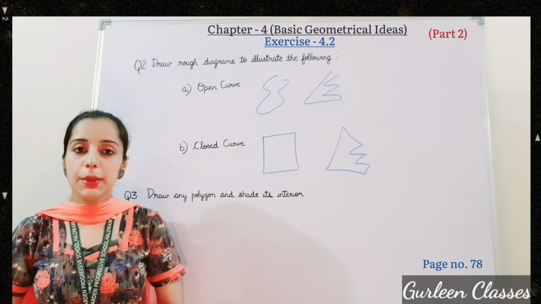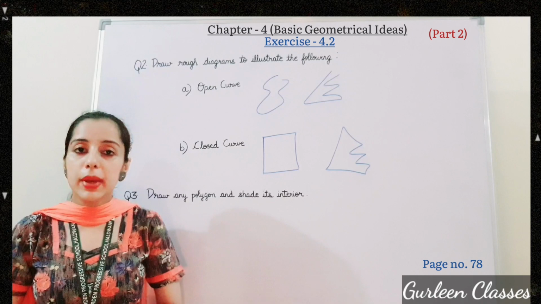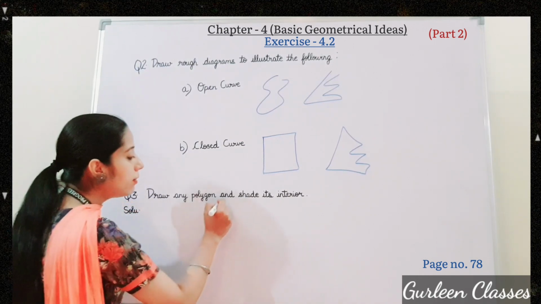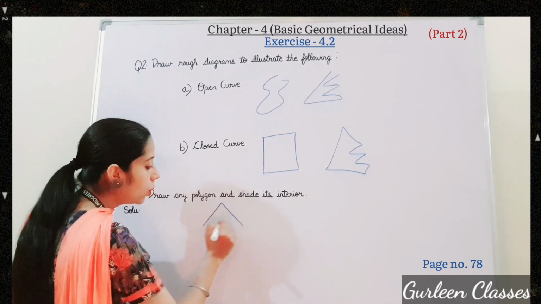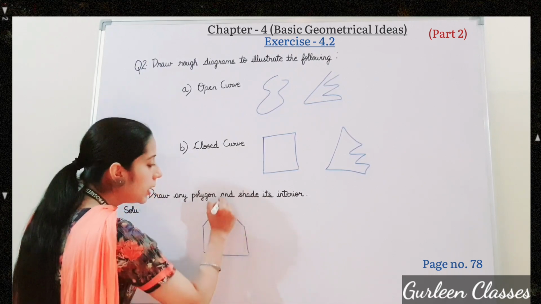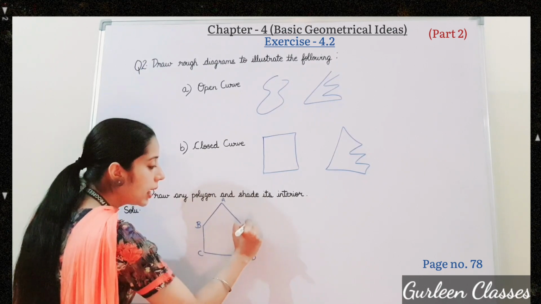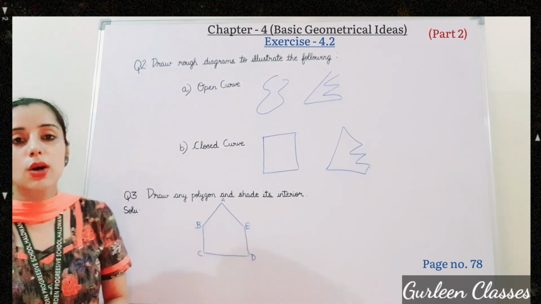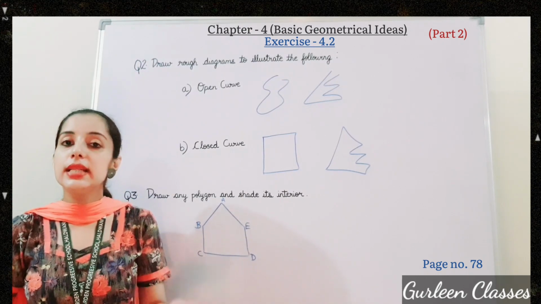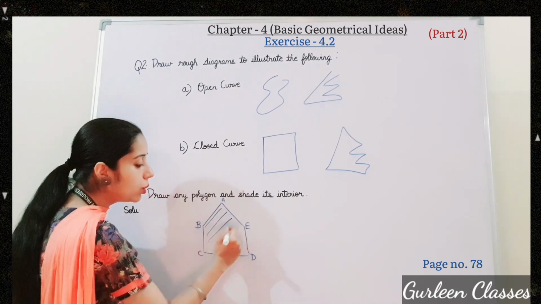Question number 3. Draw any polygon and shade its interior. What is a polygon? A simple closed curve made up entirely of line segments. So let us draw a polygon of 5 sides. 1, 2, 3, 4 and 5. Let us label it A, B, C, D and E. A 5-sided polygon is called a pentagon. So we have to shade its interior. Interior means inside of the polygon. So the inside area is this much. This area we have to shade.